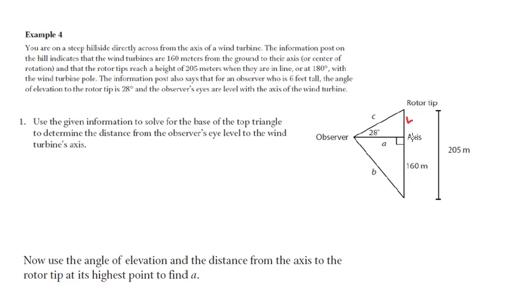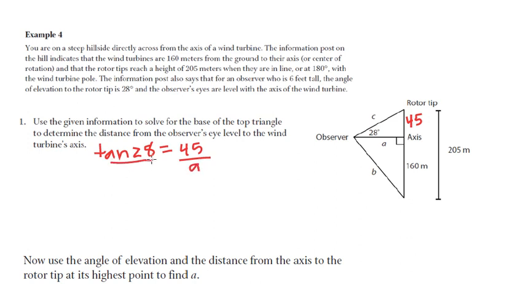So as I am looking at this problem here, I know that I have this angle, I know the opposite, and I'm looking for the adjacent. So to find A here, I'm going to want to use tangent. So I know that the tangent of 28 degrees is going to be equal to the opposite, which is 45, over the adjacent, which is what we're looking for, the value of A.